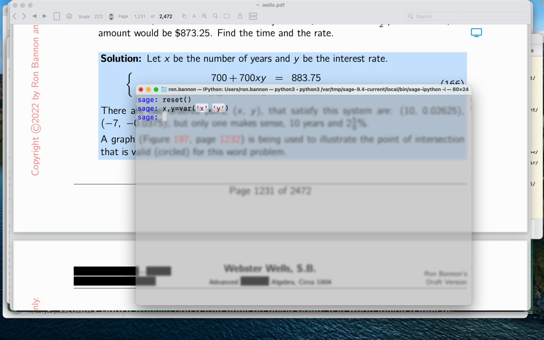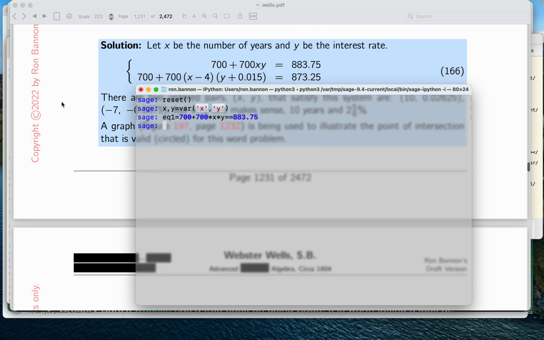All right, so what I'm going to do is say equation one, and I'm going to assign it 700 plus 700 star x star y. I need to explicitly tell the machine that, by the way. The double equal sign is indicated as an equation, 883.75, return. I'm going to type in equation number 2, EQ2.